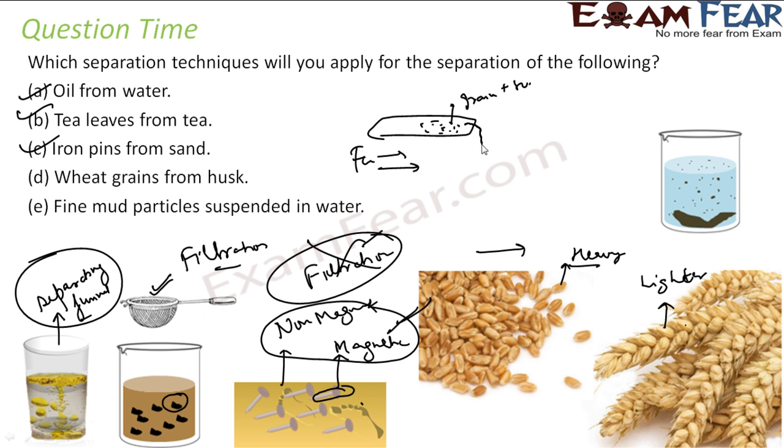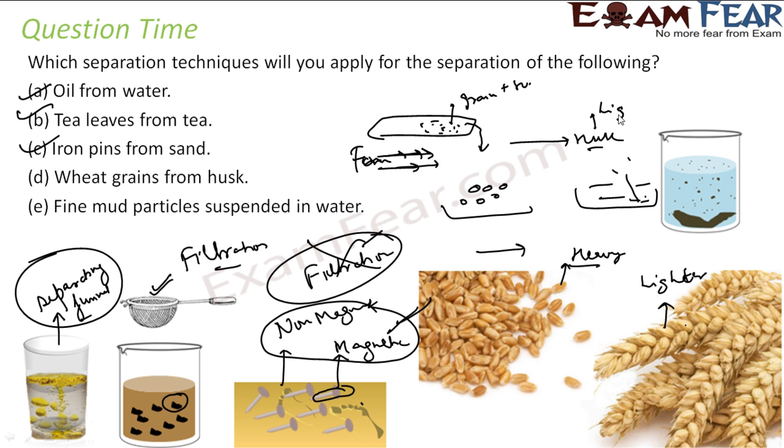Now if it comes down, since there is a fan here and the wind blows, the husk will go here and the grain will settle down. So after this, all this grain will come and settle down here, and the husk will flow and be collected somewhere here because of the fan, or heavy wind actually, because the husk is lighter, it will float in air, and the grain is heavier, it will not float in air, it will settle down.